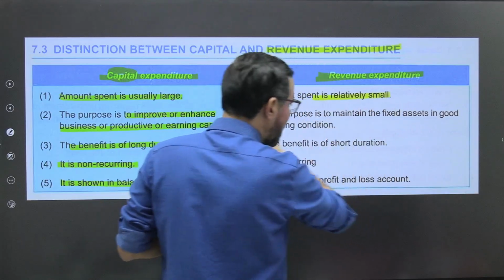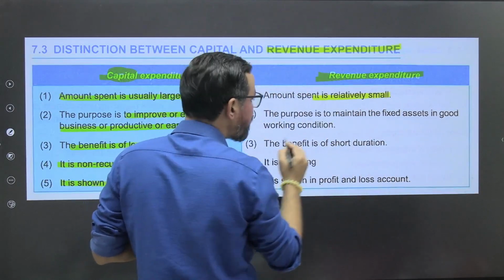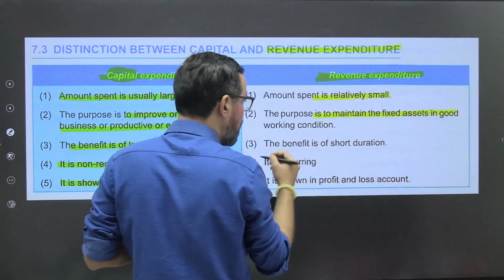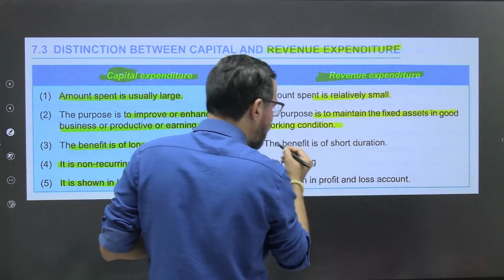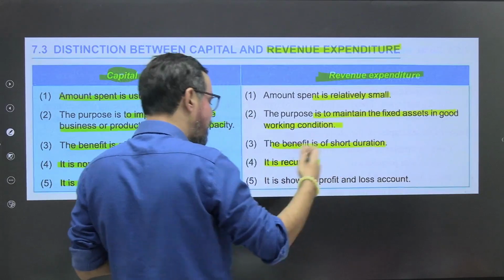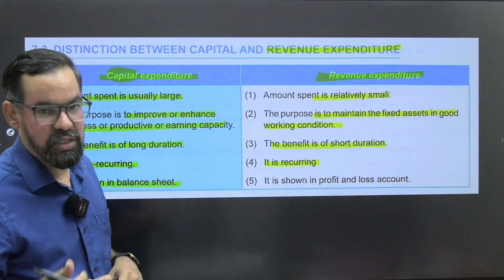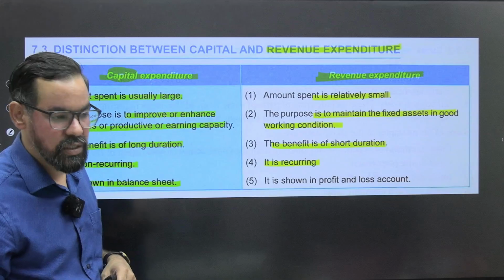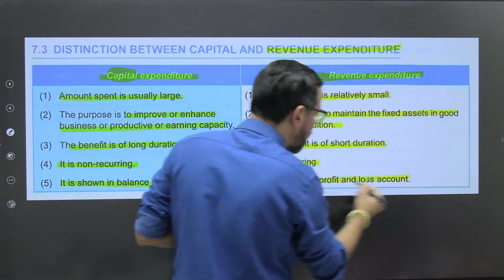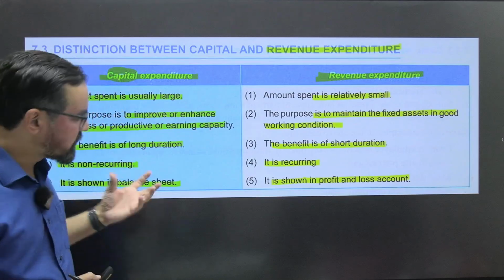Then we have revenue expenditure. It is relatively low if you compare it with capital. The purpose is to maintain the fixed asset in good working condition. The benefit is of short-term duration, and these are recurring in nature, like you have to pay rent on a monthly basis or salaries on a monthly basis or the payroll dues and other taxes and all. It is shown under the profit and loss account. So this is the major difference.